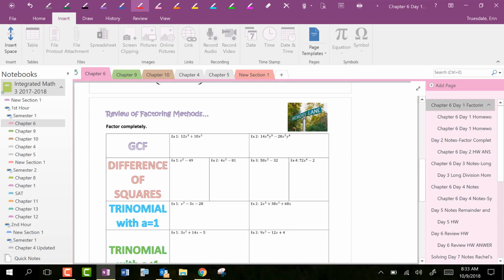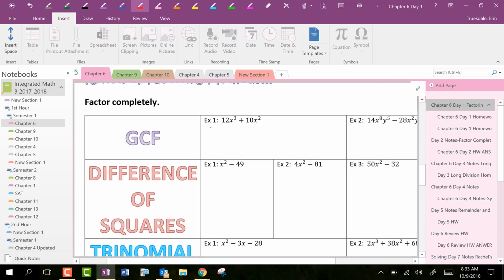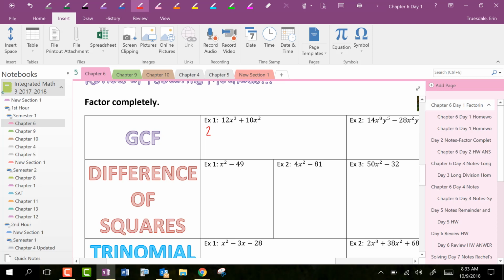Look at the problem and say, okay, these have something in common. So what divides into both 12 and 10? 2. Good. And then I need to pull out an x squared because both have an x squared involved. Okay, so we pull this out to the front, and then we have to ask what times 2x squared would get me 12x cubed? 6x. Good. Okay, what times 2x squared gets you 10x squared? 5. Very good. Okay, and that's it.